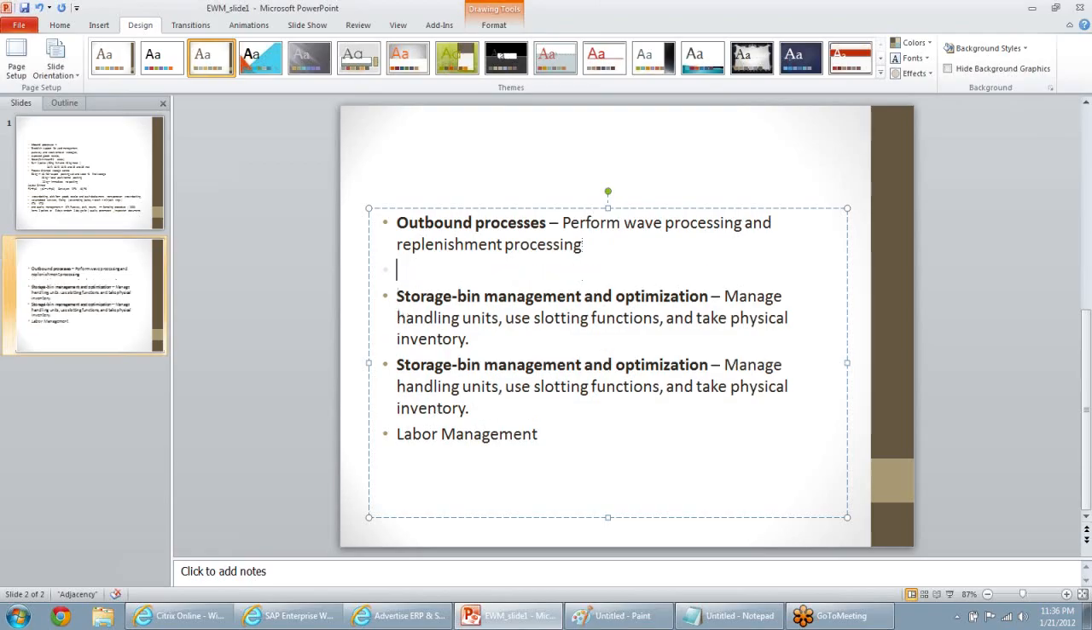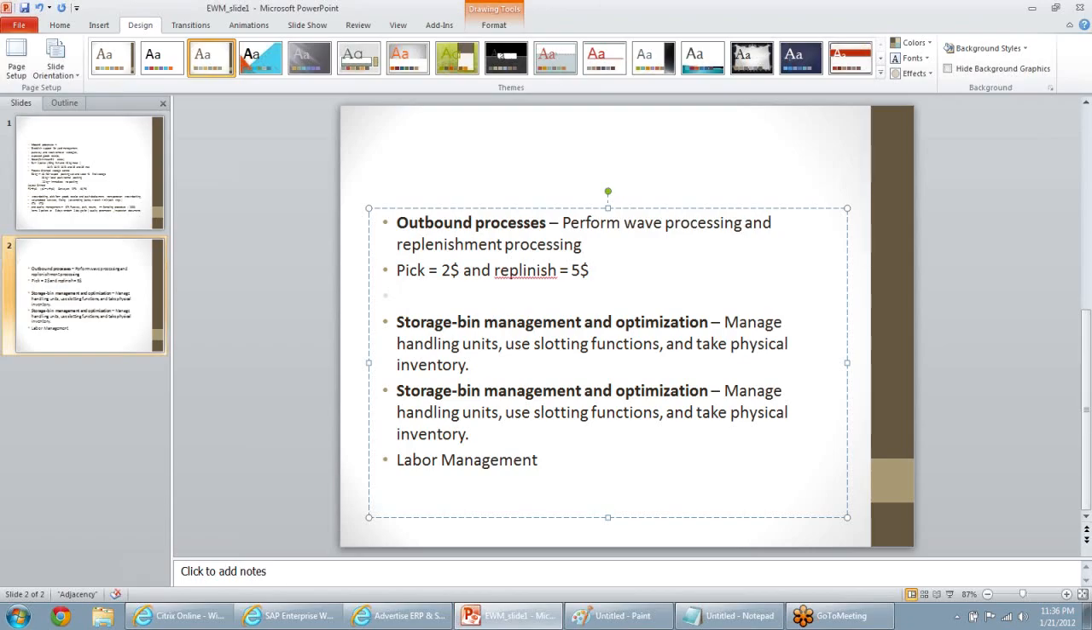So let's take this example: one pick costs me $2, and replenishment costs me $5 for each replenishment. Now, how do you optimize your warehouse? What is the optimization here? Suppose to keep one stock keeping unit per hour, I'm spending $1.5 also. Is it clear now? The mathematics I'm talking about?